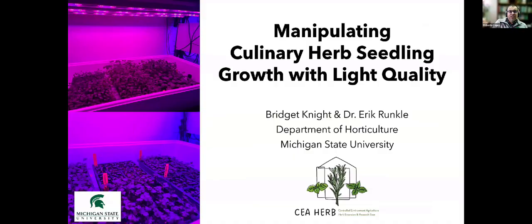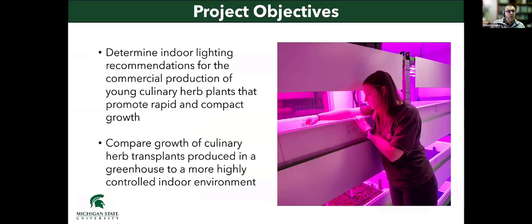So let's first look at some of the work being done here at Michigan State by Bridget Knight and Eric Runkle. They're focusing on young plant production of culinary herbs with a focus on indoor production, and then comparing that to culinary herb young plants that are produced in a greenhouse. So again, they're looking at primarily lighting to determine how they can promote rapid growth, but again, compact growth.